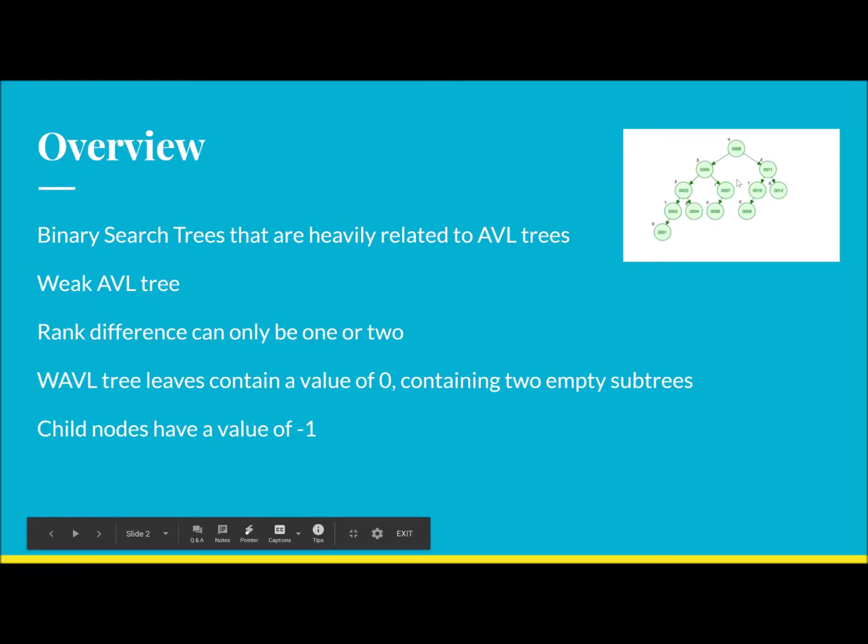For my data structure, I chose WAVL trees, and they're trees that are a more relaxed version of AVL trees, as shown by their name, which is weak AVL. The rank difference between any two adjacent nodes can only be 1 or 2, and they cannot have any other value. WAVL trees contain leaves, which are just nodes that contain no children, and they will always have a value of 0. Any children nodes at that point would have a value of -1.